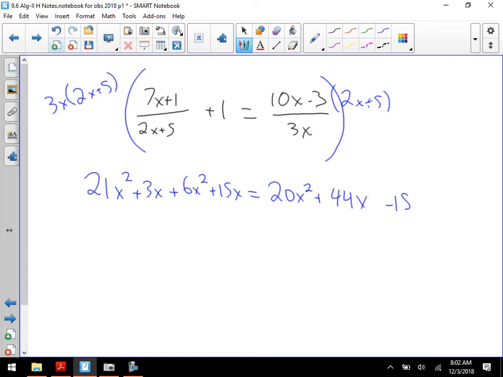Bring everything from the right over to the left. Subtract 20, we get 7x squared. I just didn't see the 6x. Oh, it's okay. 18 subtract 44, negative 26. Does that sound right? And then plus 15.